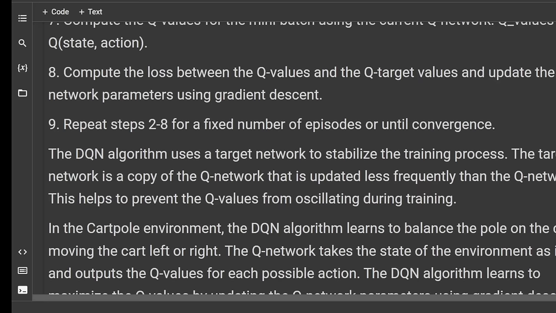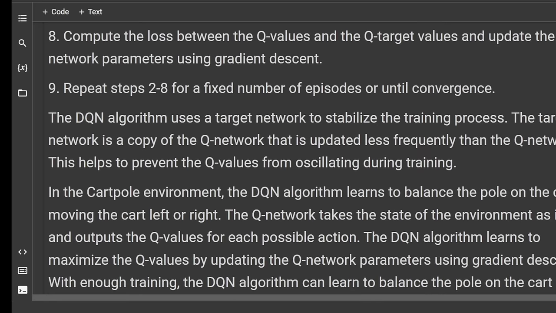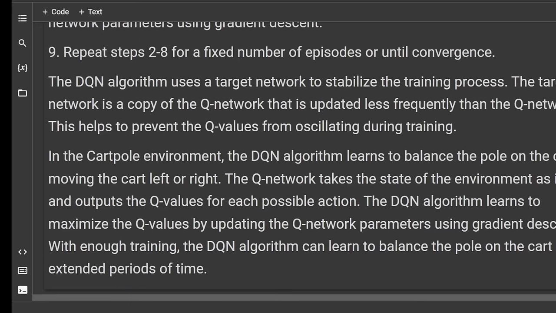So I'll explain in detail what we are going to do to solve CartPole. The DQN algorithm uses the target network to stabilize the training process. The target network is a copy of the Q network that is updated less frequently than the Q network. This helps to prevent the Q values from oscillating during training. So that's what happened in our Blackjack when we were solving Blackjack.